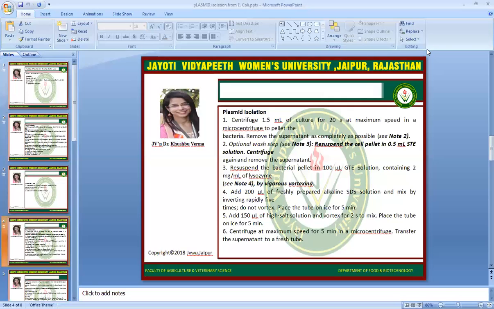Fourth step is to add 200 microliter of freshly prepared alkaline SDS solution and mix by inverting rapidly 5 times. Do not vortex. Place the tube on ice for 5 minutes. This step is followed by the addition of 150 microliter of high salt solution and vortex for 2 seconds to mix. Place the tube on ice again for 5 minutes. Then centrifuge at maximum speed for 5 minutes in a microcentrifuge and transfer the supernatant to a fresh tube.